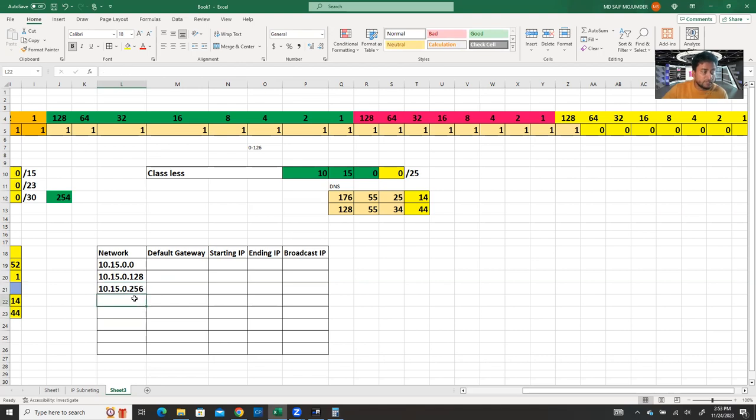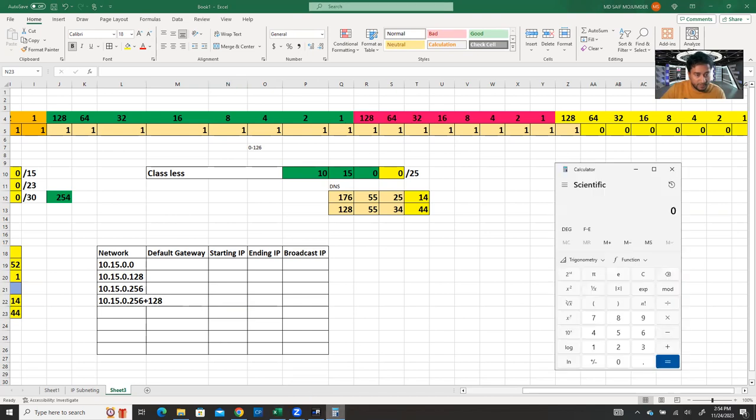So now what should the fourth one be? 256 plus 256? No, it should be all the time: just add whatever result you found, adding 128 every time. The borrowed bit number, you just add the same number every time, and then go over and go over, right?